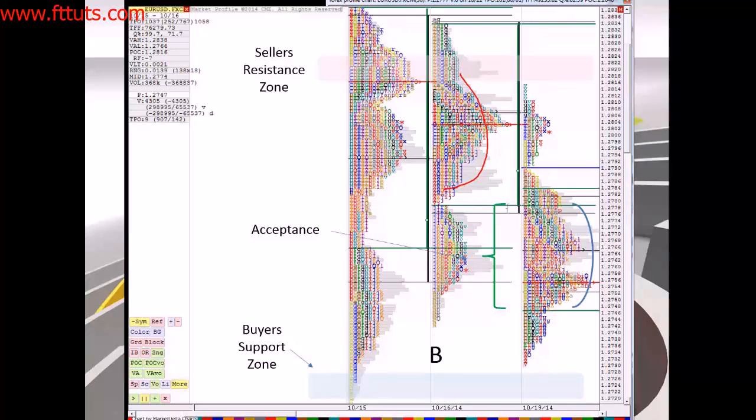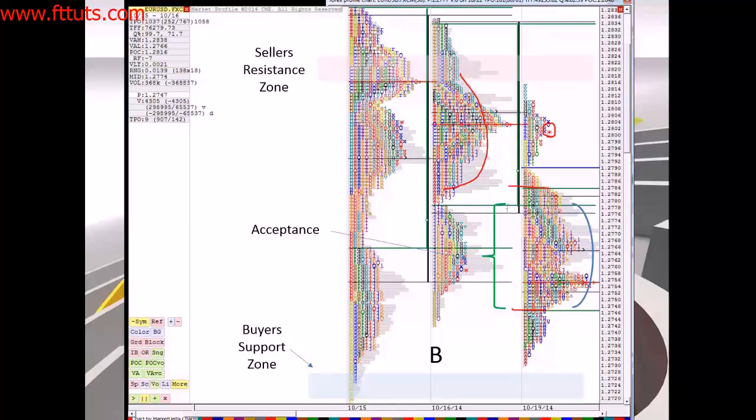But there is something rather interesting that happened. We end up closing up here, outside of the value area for this session and on the high end. So we're closing above the value area high. And first of all, the fact that we close up here, what does that tell us? What is the profile structure telling us?